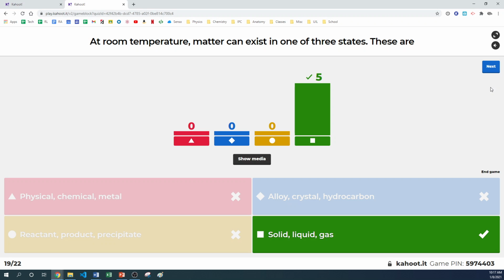Gas has indefinite shape, indefinite volume, meaning that if you pour it into a room, it'll take the shape of the room. If you squeeze it into a small can of air, it will take the shape of the can. So the volume changes. It's indefinite.